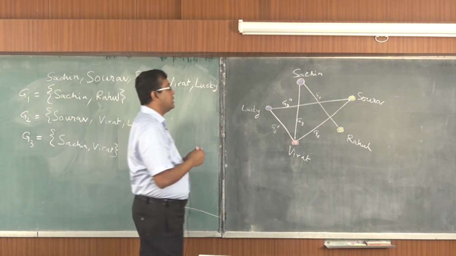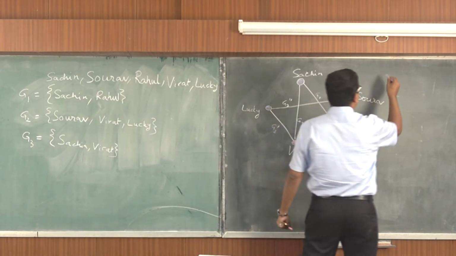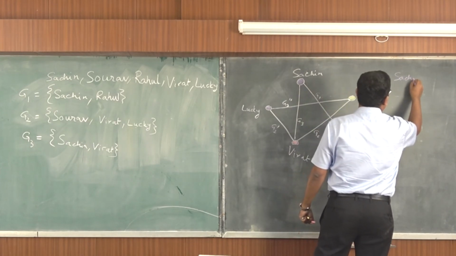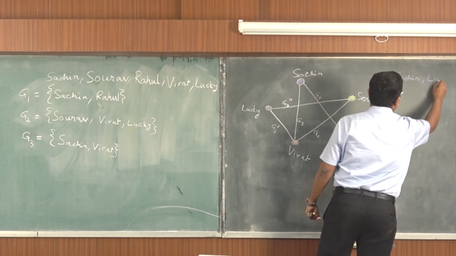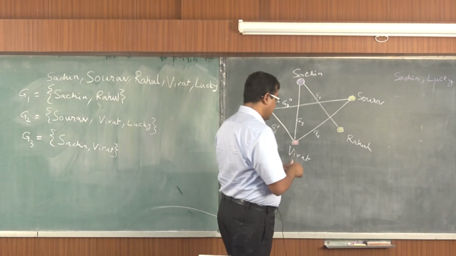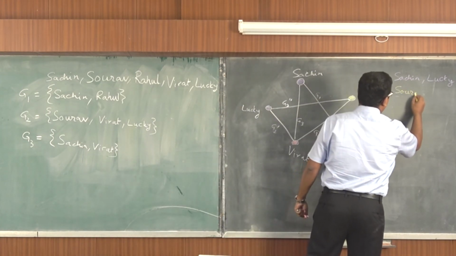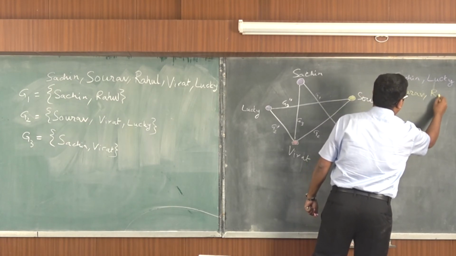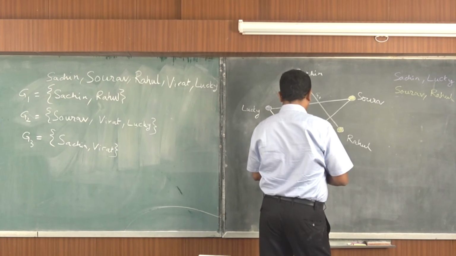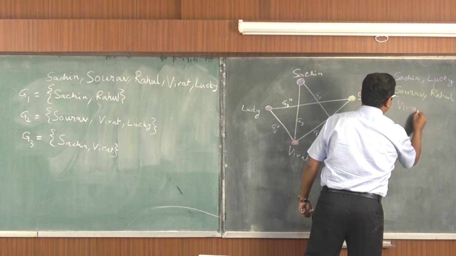And what are the different sets? First is the violet, so Sachin and Lucky are painted as violet. We have Saurav and Rahul painted as yellow. And I have Virat painted as red.